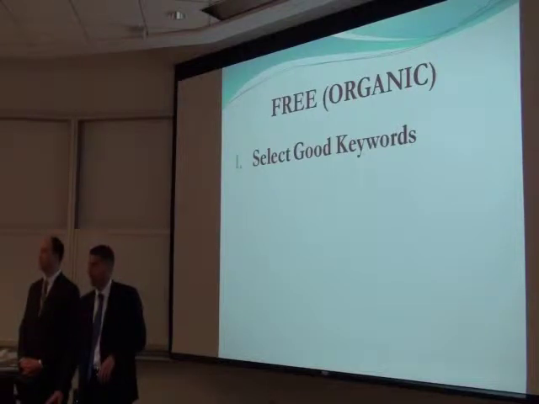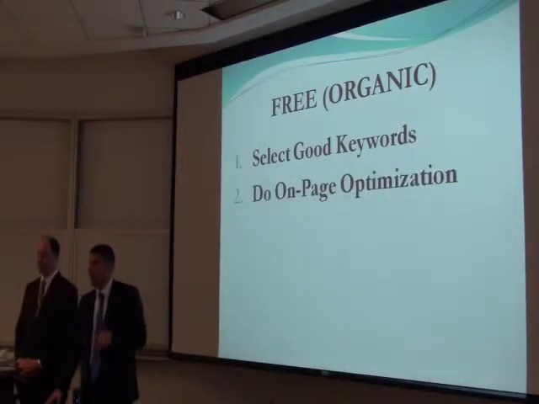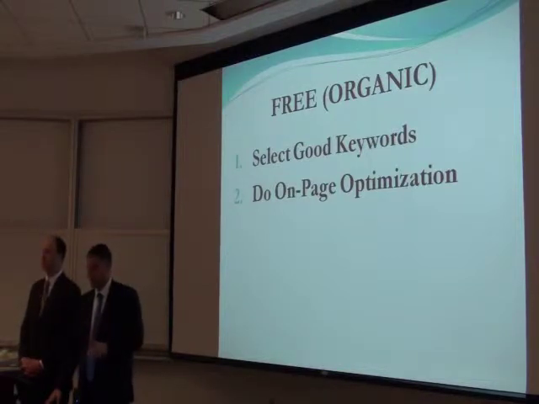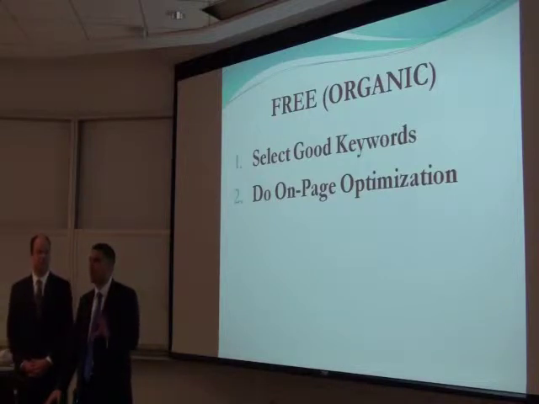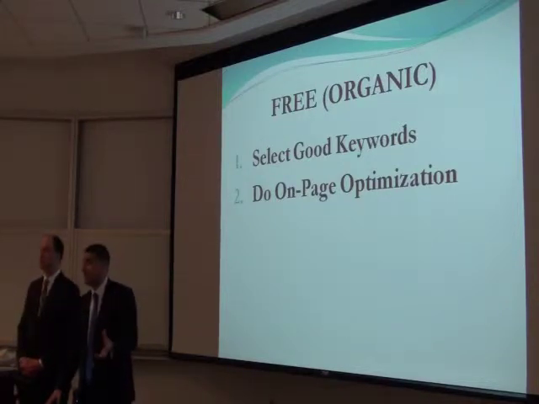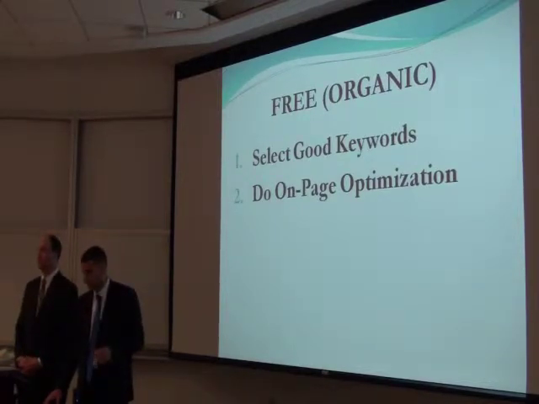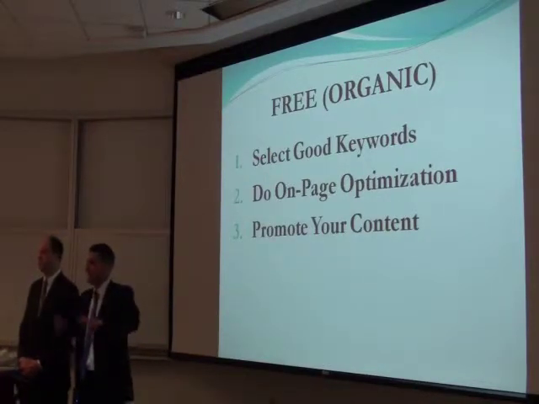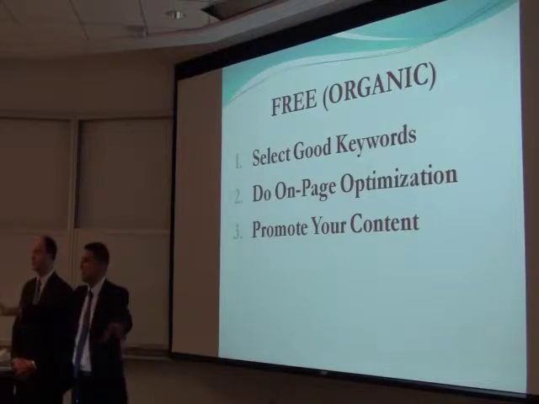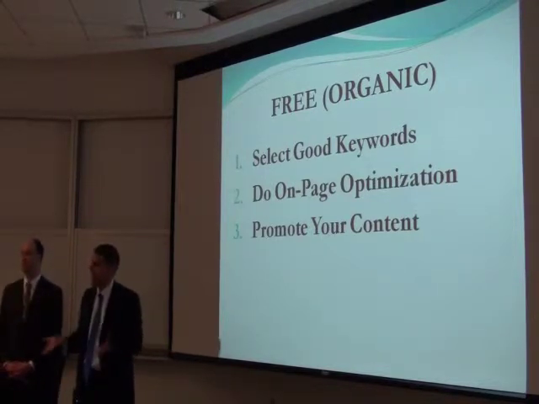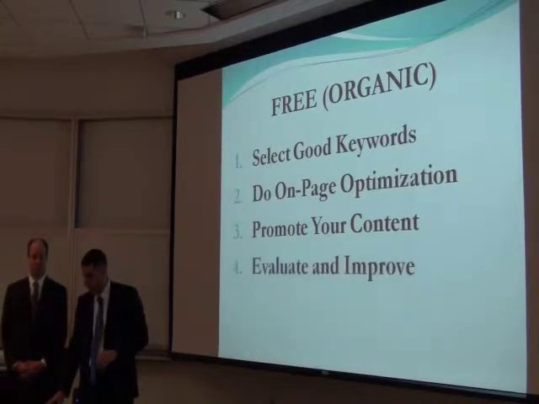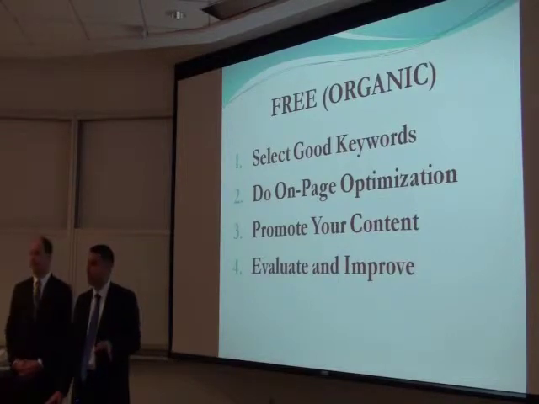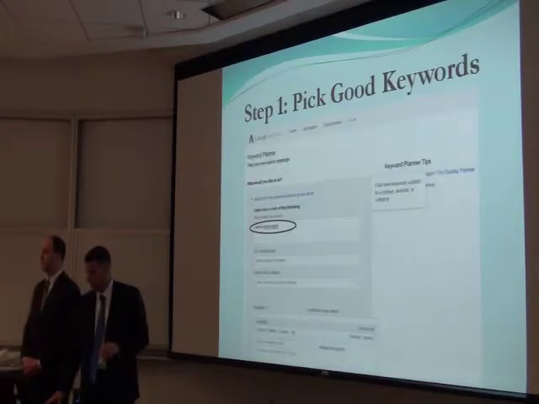Number 1, here's the strategy. Select good keywords. Number 2, do on-page optimization. I'm going to explain everything in detail. On-page optimization simply means make every page of your website use certain techniques to rank high for your keywords. Number 3, promote your content. It's all about disseminating, getting that content out there, social media sites, directories, and then getting the backlinks, and we'll talk about that. And then finally, always evaluate your progress and improve. You guys ready to get into this?